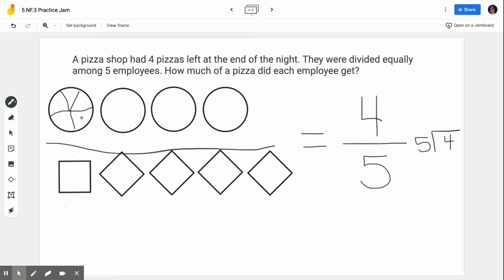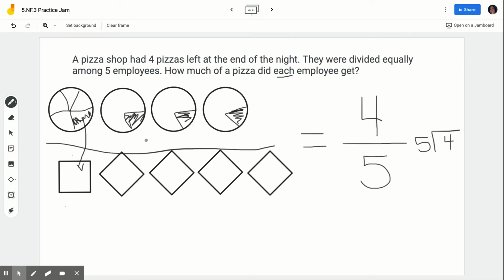So if each one of these employees gets 1 piece of this pizza, and then this one looked exactly the same, and that employee got this 1 piece of pizza out of the second pizza, and this employee got this piece of pizza out of the third, and this same employee got this out of the fourth. It says, how much does each employee get?